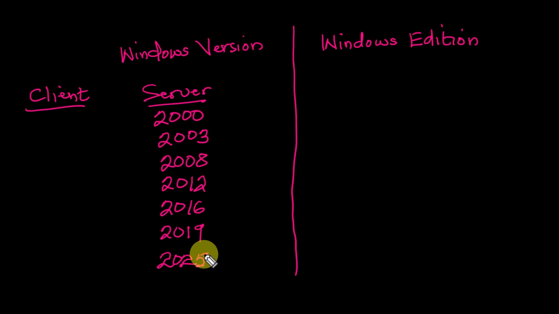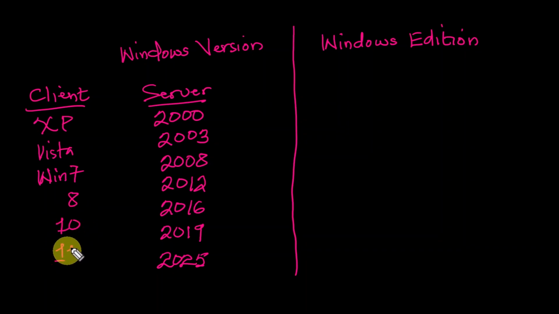You can go back to Windows NT Server. I'm not going to go there. I'm just sticking to this. And then for Windows Client, one of the famous Windows Clients was Windows XP. Then Microsoft came out with Vista. Then Windows 7. And then Windows 8. And then after Windows 8, Windows 10, and now we have Windows 11. So these are different versions of Windows.